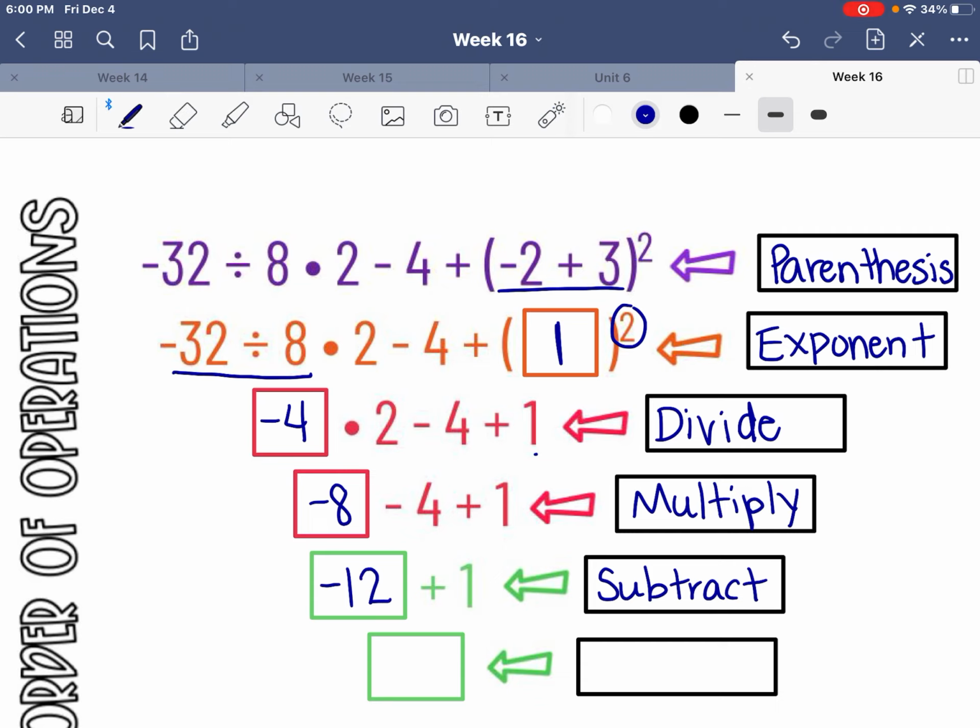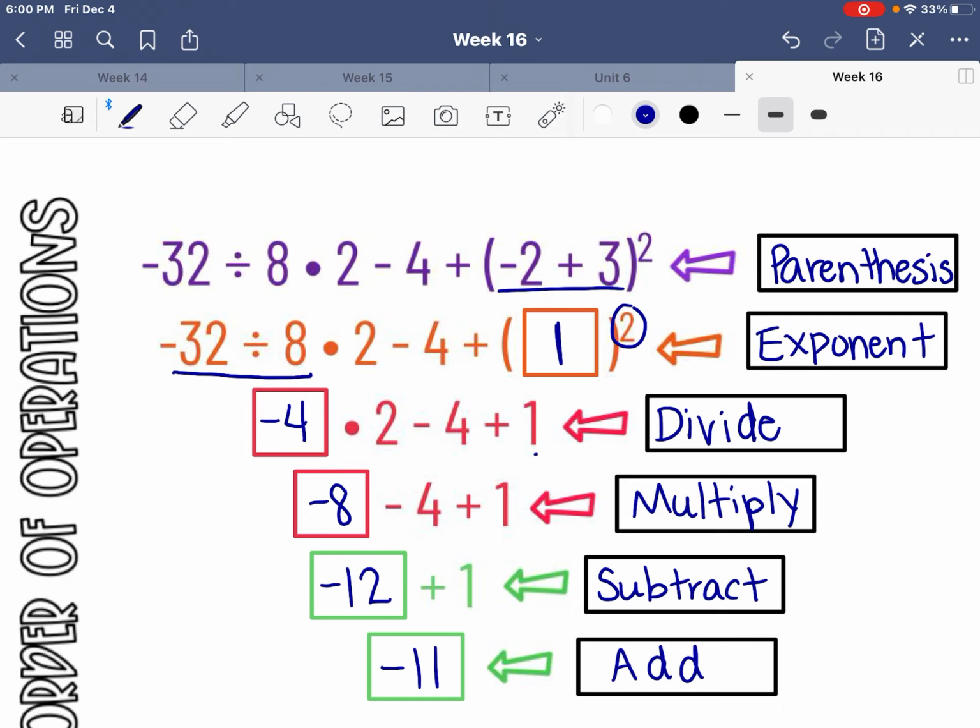is negative 12. If you don't know why that's true, please look up at the top of the room and look at your number line and realize that if you start at negative 8 and you go to the left 4 spaces, then you wind up at negative 12. Integer rules are still in play from here on out. Okay, my last step in this problem is going to be to add. I have to add negative 12 plus 1. That 1 is going to cancel out one of those negatives and leave me with an answer of negative 11.